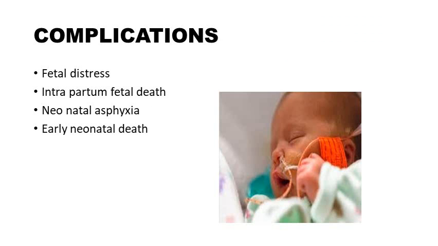Now the complications of cord prolapse. Cord prolapse may lead to fetal distress, where the baby cannot receive enough oxygen. Then intrapartum fetal death, which is the death of an infant after onset of labor but before they are born. Next is neonatal asphyxia, where the infant does not receive enough oxygen when born. The next one is early neonatal death, where the baby dies in the first 28 days of life. So these are some of the complications of cord prolapse.